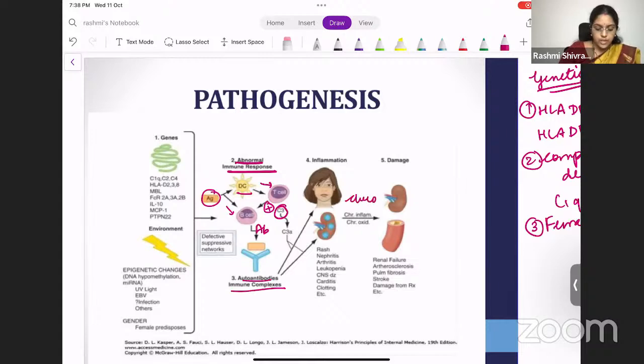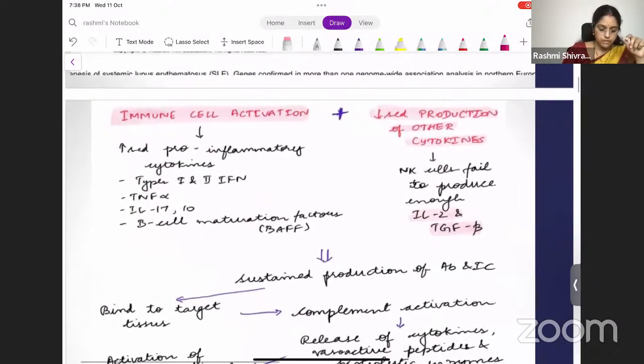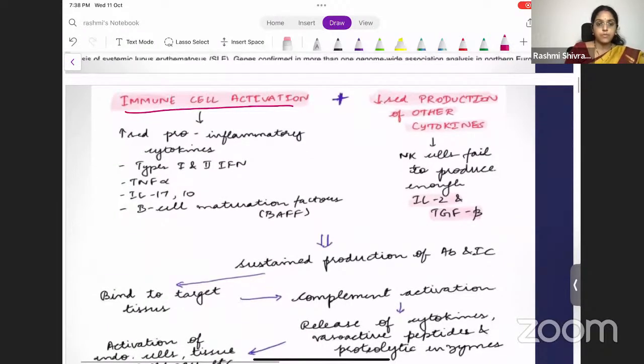But when this becomes very chronic, it causes damage. The organs are affected. When it's a chronic inflammatory state, the damage is caused. So a little bit in more detail, we saw the genetic factors as well as the environmental factors. What happens because of the immune cell activation? Immune cell activation occurs. Because of that, there are increased pro-inflammatory cytokines. So which cytokine is mainly involved in this? It is mainly interferon gamma. Interferons are very, very important in this pathogenesis.